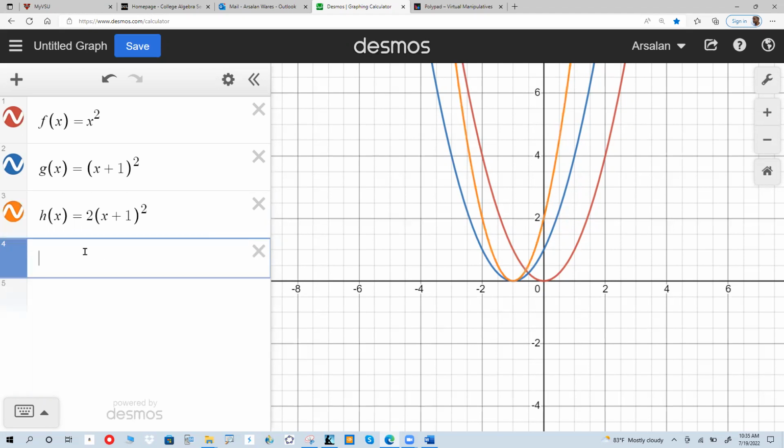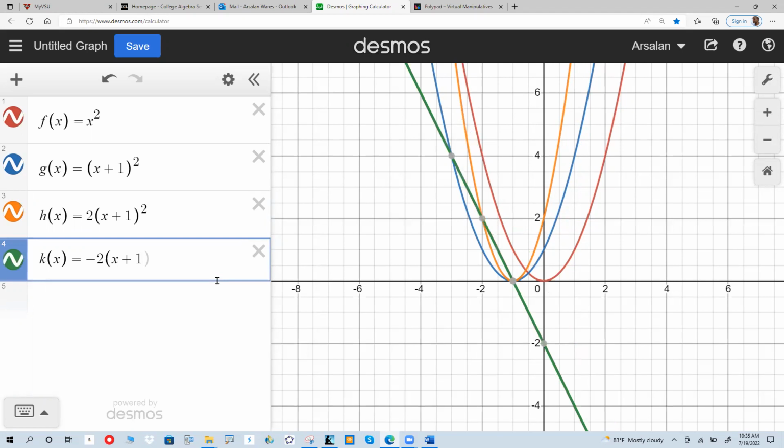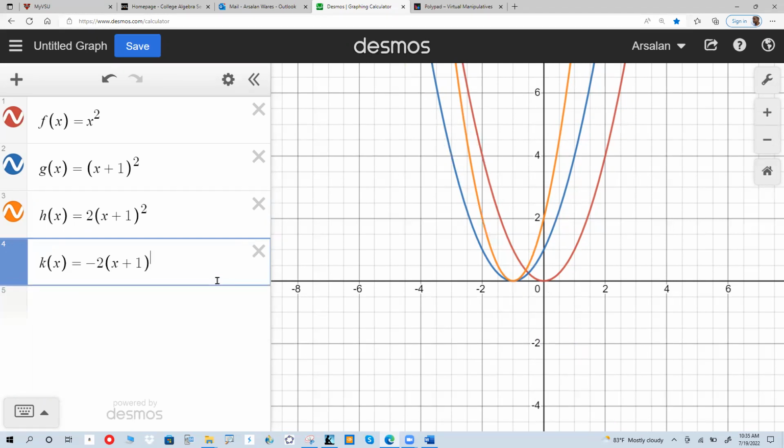So I'm going to go back here. I'm going to call this next function k(x). What is k(x)? The same as h(x), but with a minus sign. And when you do something with a minus sign, you flip it about the x-axis. When you multiply the whole function by a minus sign, compare the green one to the orange one. They are exactly the same. The orange one is above the x-axis, and the green one is below the x-axis. It's a reflection.